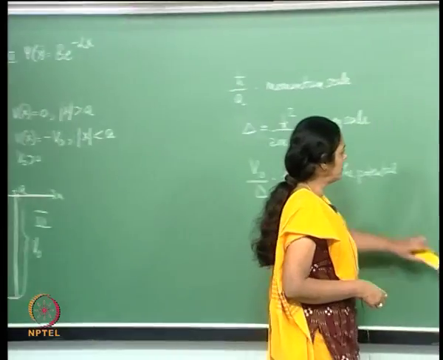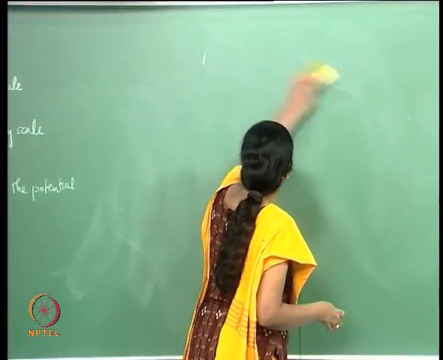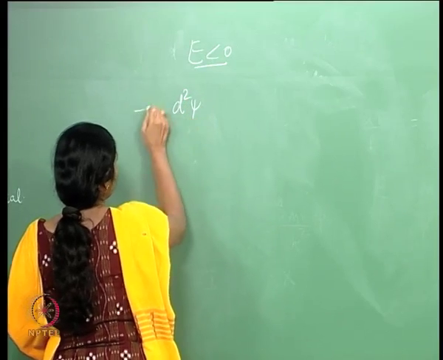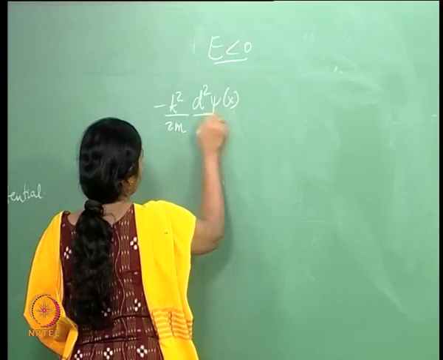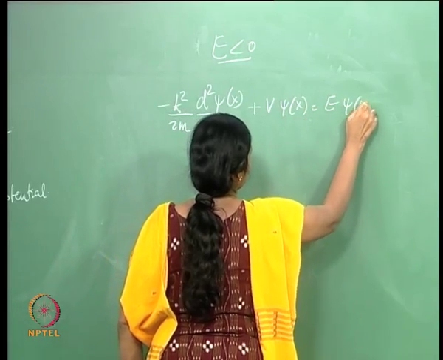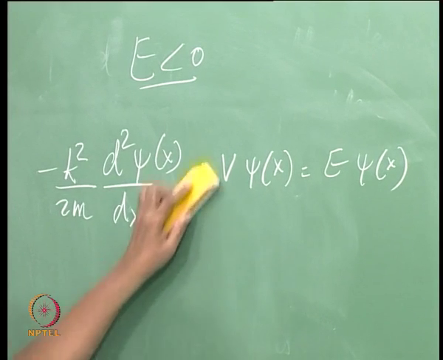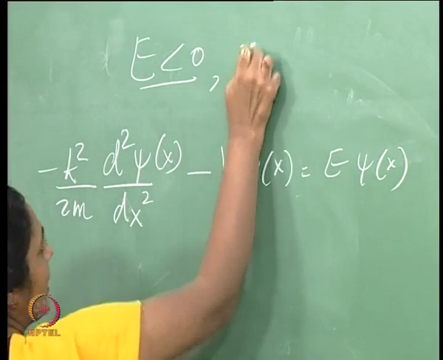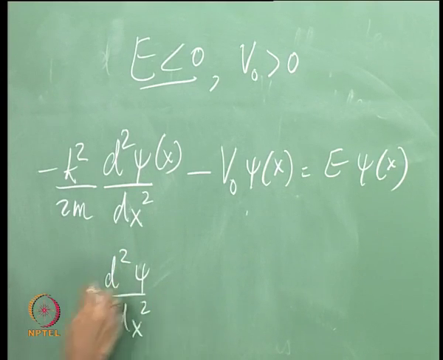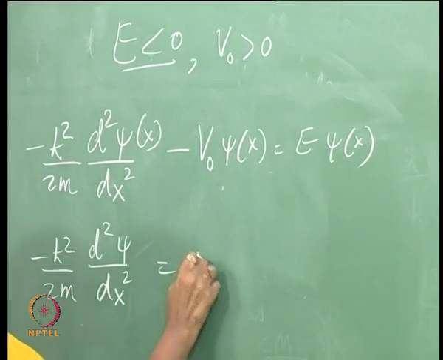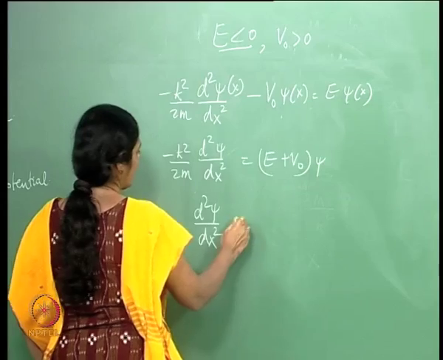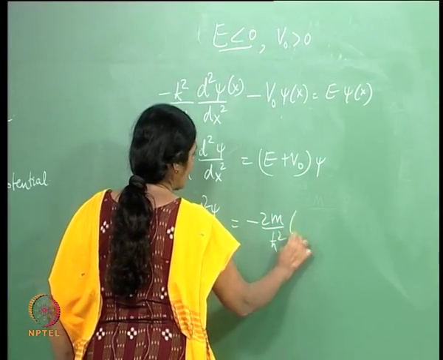Now look at region 2. We are looking at E less than 0. In region 2, you have the equation minus ħ squared by 2m d²ψ(x)/dx² plus Vψ(x) is equal to Eψ(x). But V is minus V naught, where V naught is greater than 0. And therefore, I have d²ψ/dx² with a minus ħ squared by 2m outside is (E plus V naught)ψ. So I write d²ψ/dx² is minus 2m by ħ squared (E plus V naught)ψ.